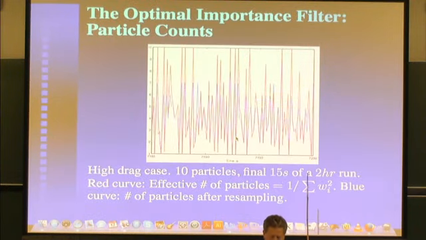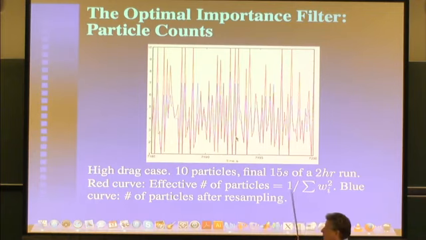These are the particle counts. The blue curve is the actual number of particles after resampling. I use a resampling algorithm every time step. The red curve is a measure of the effective number of particles, which is 1 over the sum of the square of the normalized weights. There are a lot of measurements of effective number of particles.